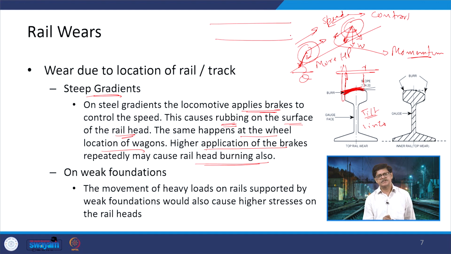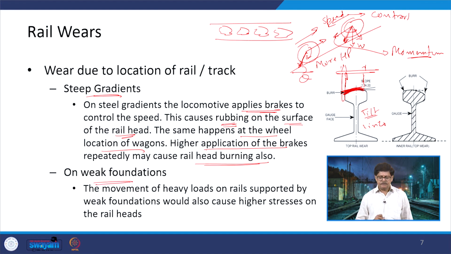So, if you are talking about this as a rail head, we have seen that the burning points were occurring at different locations. So, some darker patches or the lighter patches were shown in that photograph. Another case can be the weak foundations.